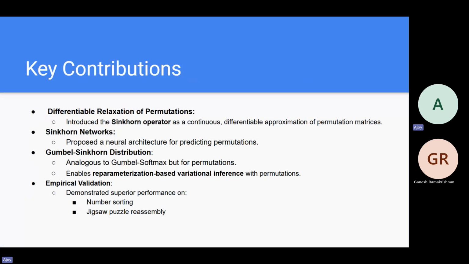This paper contributes the Sinkhorn operator, which uses a softmax-like thing, and then it proposes Sinkhorn networks and the Gumbel-Sinkhorn distribution.